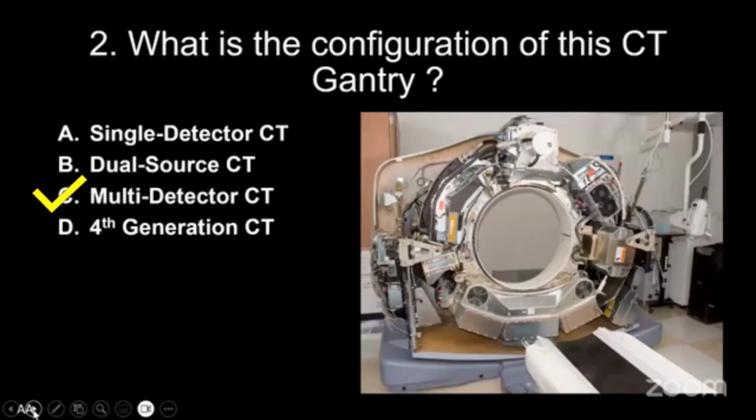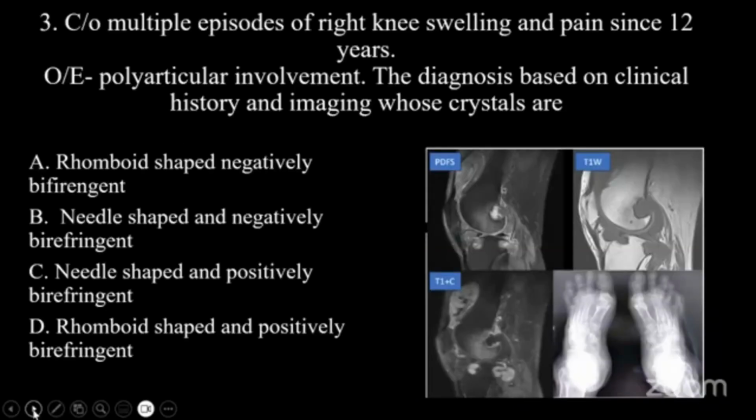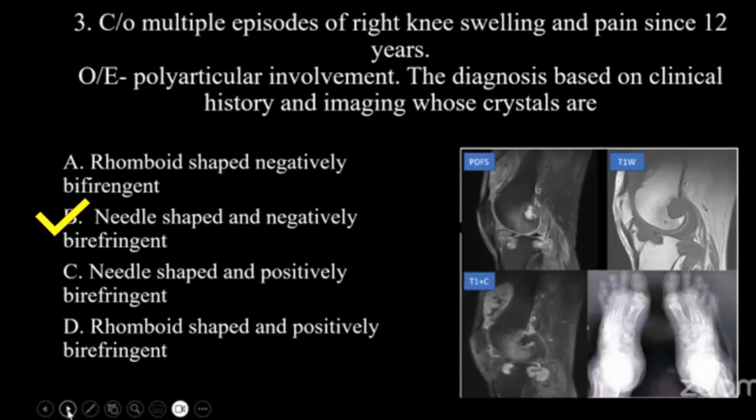Here you can see at least 3 detectors in the down curve. So it is multi-detector CT. Yeah, this X-ray foot is very typical of gout, especially with knee findings on the MRI, and the answer is gout, and the crystals in gout are needle shaped and are negatively birefringent.